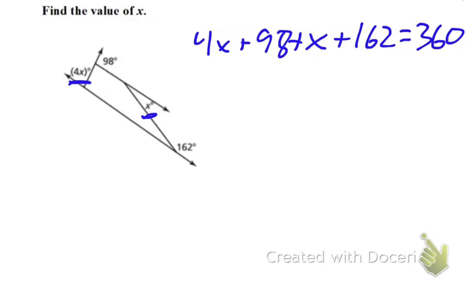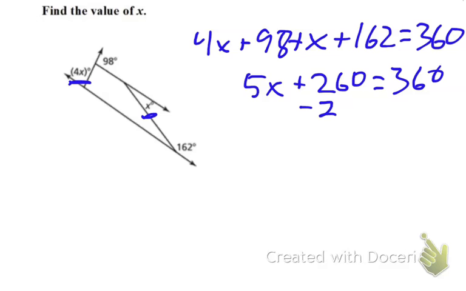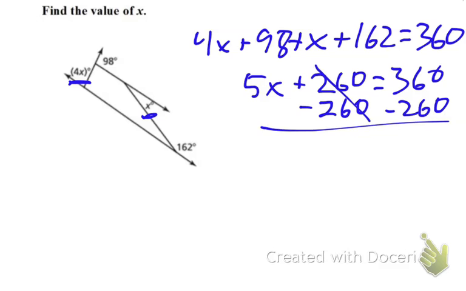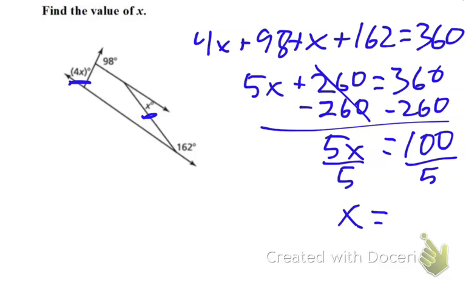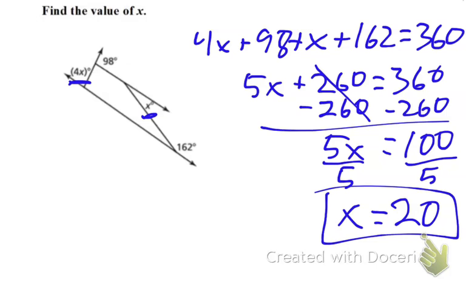Okay, so let's combine like terms. We have 4x and x, that's 5x, plus 162 and the 98, which is going to give me 260 equals 360. Subtract the 260 from both sides. And so that cancels out. And I've got 5x equals 100. Divide by 5, divide by 5. And x equals 20. All right? And there we go.